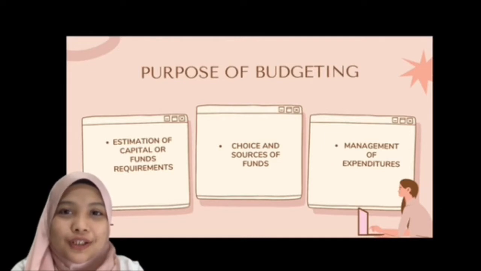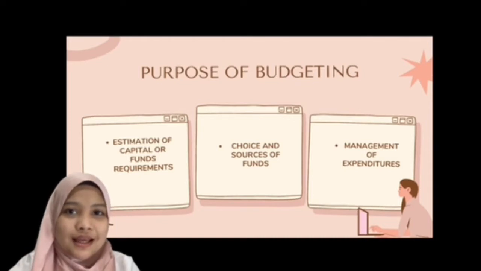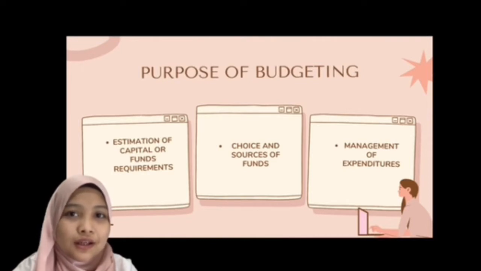Number 2, choice and sources of funds. For additional funds required, sometimes outside sources are used, namely loans to be taken from Bank Negara Malaysia, banks and financial institutions, and public deposits to be drawn, like in the form of long-term bonds. Last but not least, the management of expenditure is necessary and deemed important, so that public funds are not overspent or wasted. Next, we move into the budgetary process.